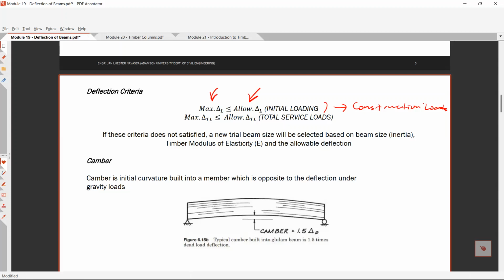Then after that, the deflection is also checked under the total service loads. This is the complete one. So these are the complete loads.